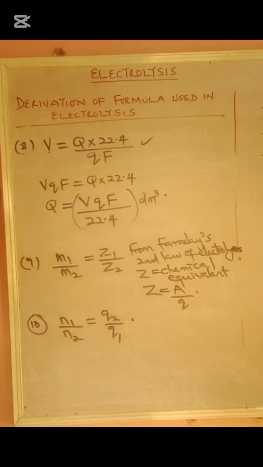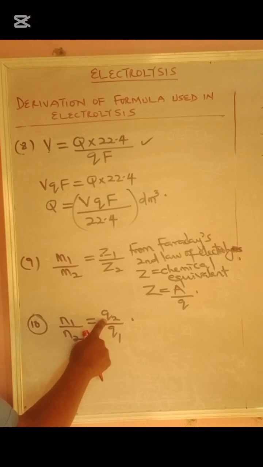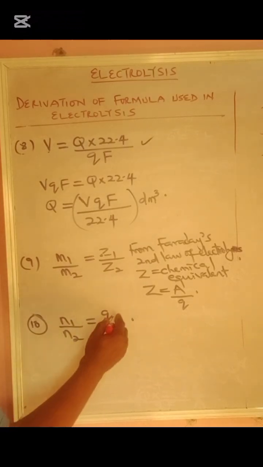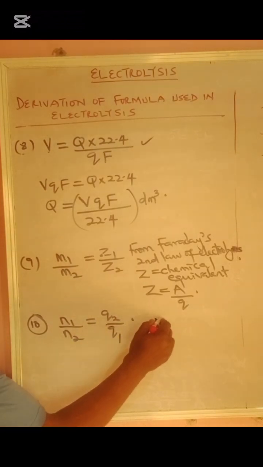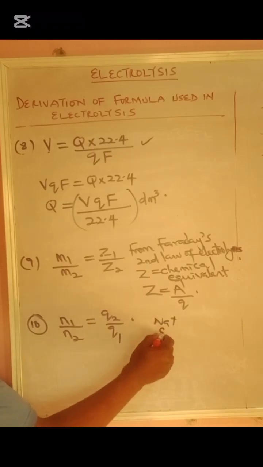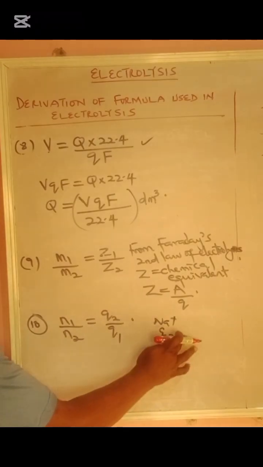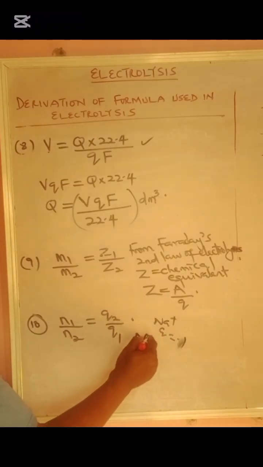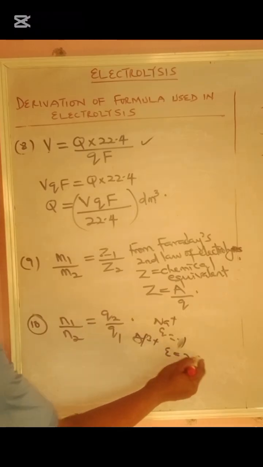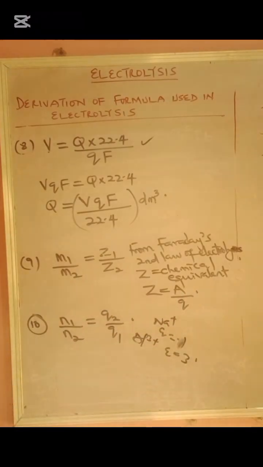Where N means number of moles and Q means charge. If you still remember, if you have sodium, the charge is +1, so Q will be 1. If you have aluminium, the charge is 3, so Q will be 3, and so on and so forth. These are the formulas we use under electrolysis.